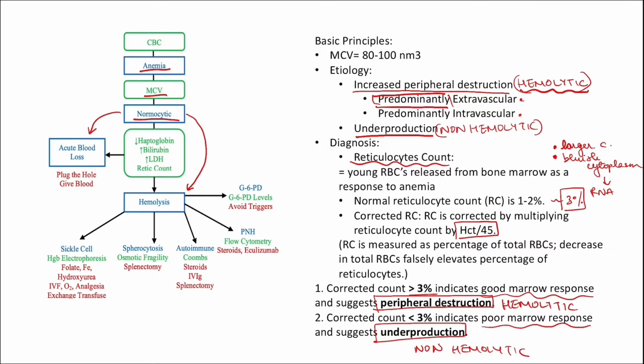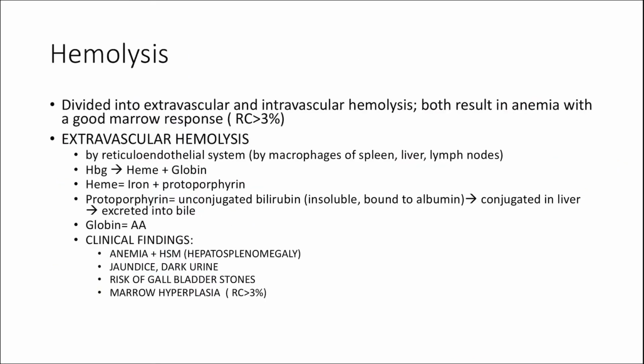So let's talk about hemolysis first. As we discussed earlier, it can be divided into extravascular and intravascular hemolysis. When you ask yourself where the hemolysis is happening, the answer could be extravascular or intravascular. Both of them result in anemia, and the bone marrow response is good, as we discussed earlier, because there's no problem with the bone marrow itself. The problem is with peripheral destruction of the red blood cells.